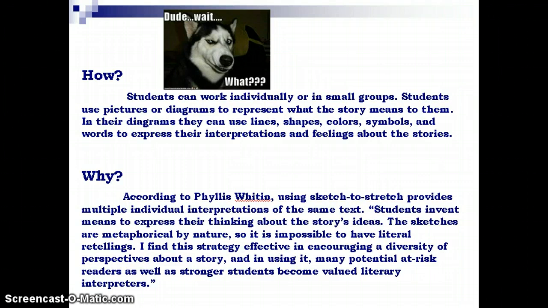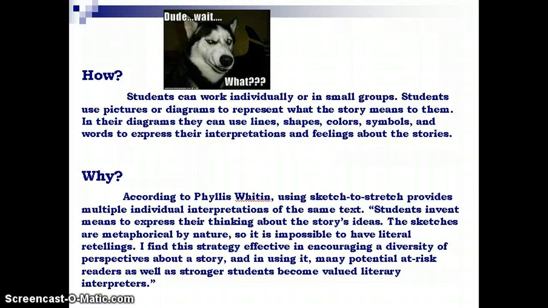So you might be thinking to yourself, dude, wait, what? Just as this husky's thinking at the top of our page. How in the world are we going to implement this into our classrooms? Well, let me show you.